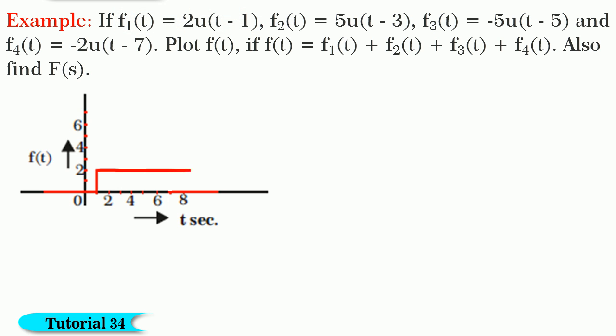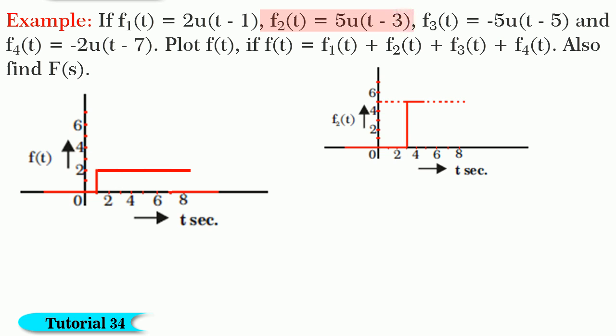The second function is f2 of t is equal to 5u of t minus 3, and you know it also is a positive step function of 5 units which occurs at t is equal to 3 seconds as shown. If we add f2, we get the waveform as shown. Note the magnitude increases by 2 plus 5, 7 units at t is equal to 3 seconds.